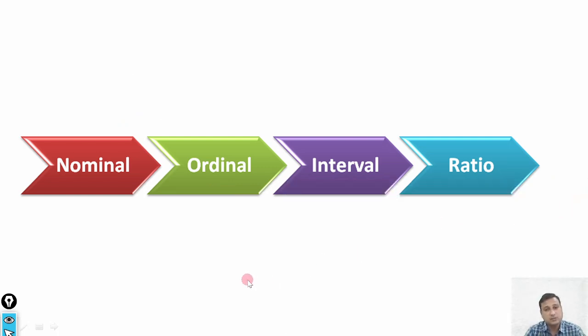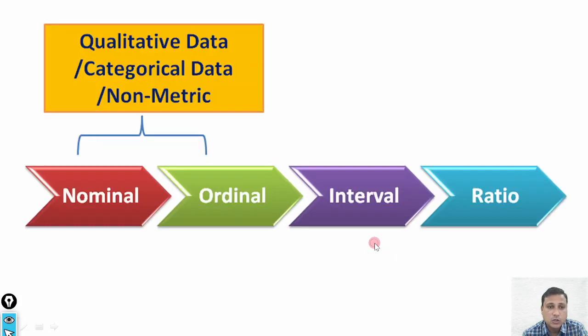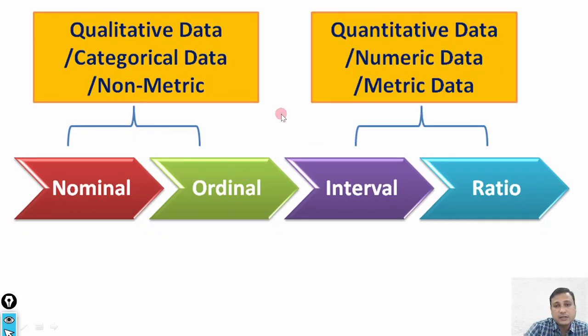We have seen four different types of measurement scale: nominal, ordinal, interval and ratio. Now how are they associated with the types of data? As we have already studied, there are two types of data: qualitative and quantitative. So nominal and ordinal measurement scales are associated with qualitative data, whereas interval and ratio scales are associated with quantitative data. So nominal and ordinal come under qualitative data and interval and ratio come under quantitative data.